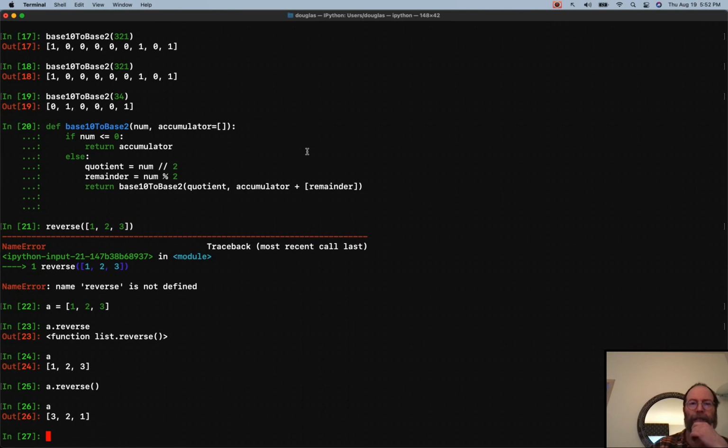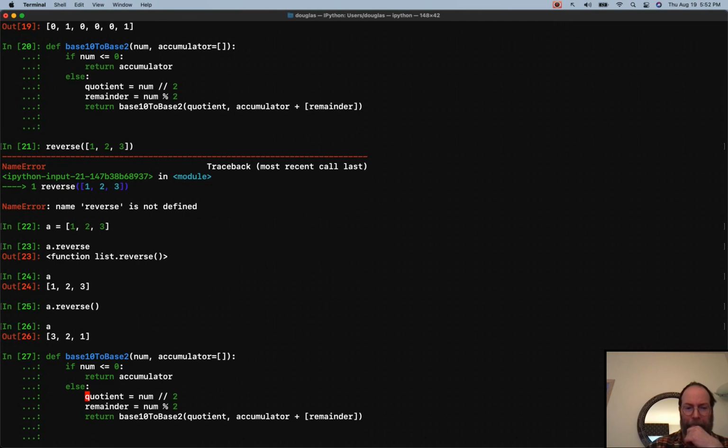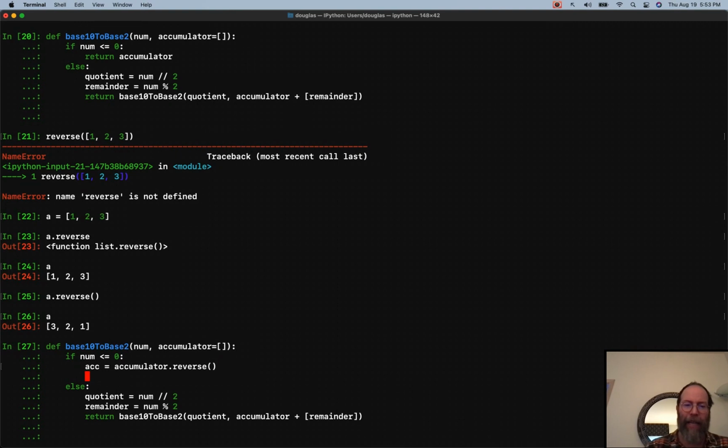Okay. So yeah, we have to modify this function a little bit. So we're going to say acc is equal to accumulator dot reverse, and I have to call the function on that list object. Okay, and then I would say return acc. Return acc. This is where Python gets a little complicated. You know, people think Python's so simple, but actually that is not necessarily true.